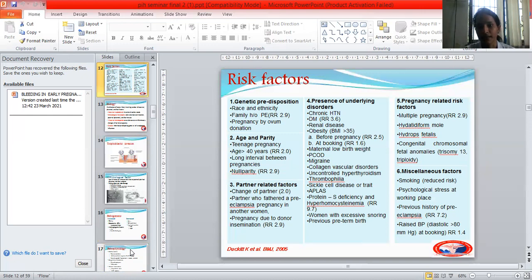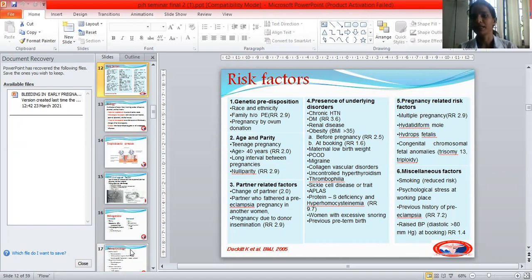Presence of any other underlying disorders like chronic hypertension, diabetes mellitus, renal disease, obesity before pregnancy or at the time of booking, maternal low birth weight, PCOD, migraine, collagen vascular diseases like SLE or systemic sclerosis, uncontrolled hyperthyroidism, thrombophilia, sickle cell disorders or traits, diseases like APLA, antiphospholipid antibody syndrome, protein S deficiency, and hyperhomocysteinemia, women with excessive snoring or previous preterm birth. All these underlying disorders are also risk factors for development of hypertension in pregnancy.